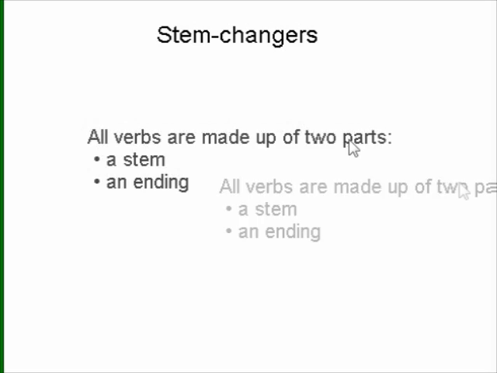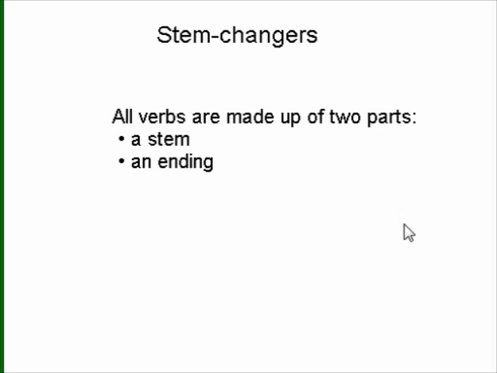Some Spanish verbs require an additional step when we conjugate them. These verbs are called stem changers. To understand stem changers, we need to understand that all verbs in Spanish are made up of two parts, a stem and an ending. The ending is always going to be AR, ER, or IR. The stem is everything that comes before that.